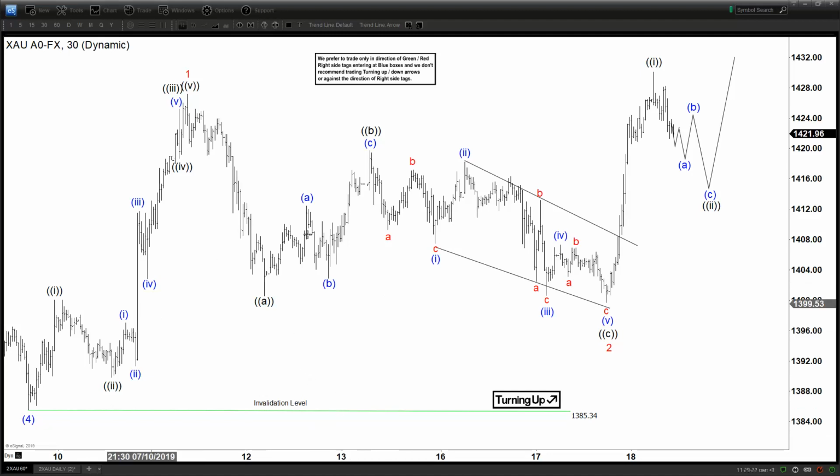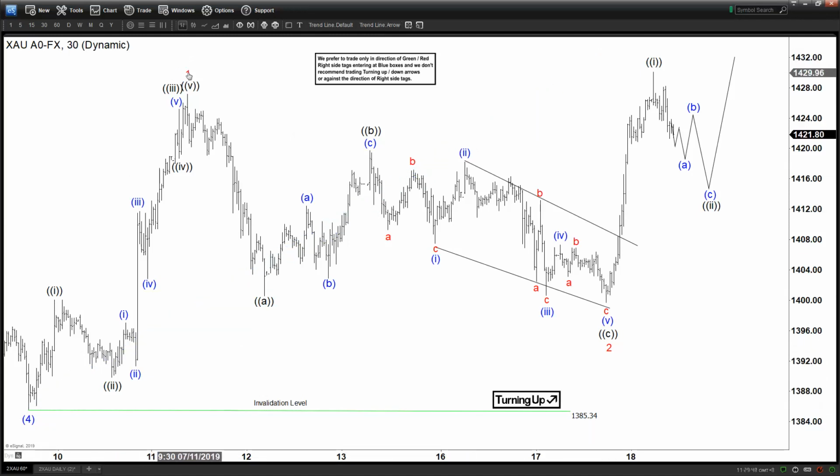So for today we will be updating gold. It's been a while since we last talked about gold right here. Now this one, as you can see, this pullback to the 1385 is labeled as a wave 4. Okay, and then since then gold has rallied again, so that means this rally right now that we see is in the wave 5, right?